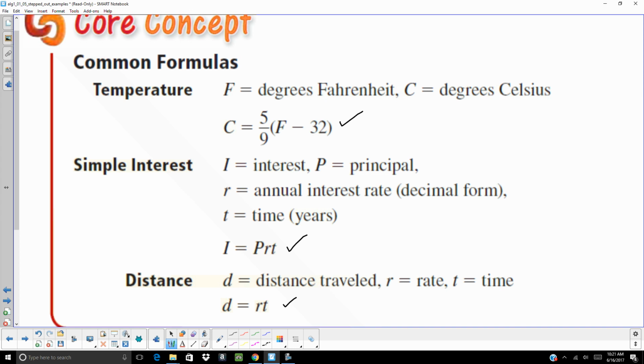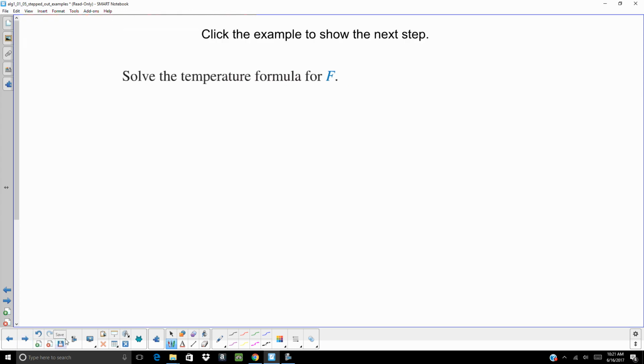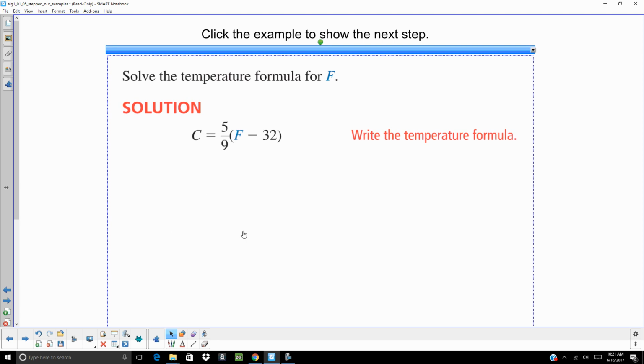So if you need to, hit pause, get them down. So we want to solve the temperature for F. They gave it to us in terms of C. So what we're going to do is we're going to write down our temperature formula.